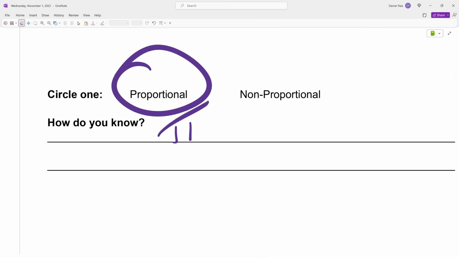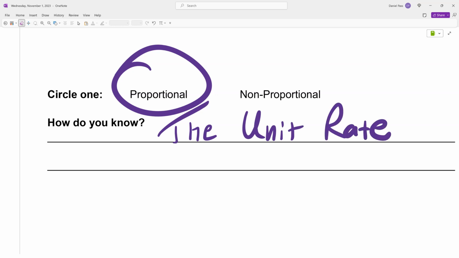How do you know? Because the unit rate, or you could say the constant of proportionality too. Remember, it's the same thing.